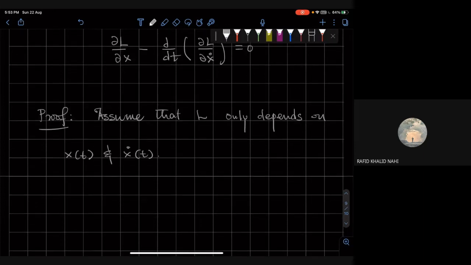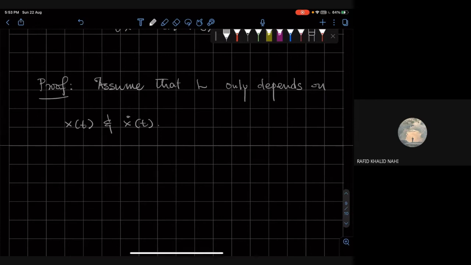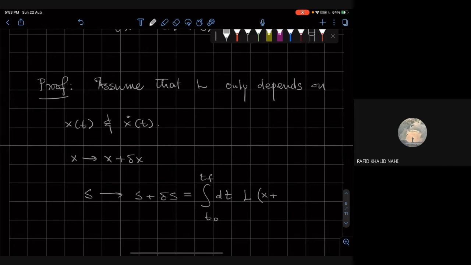Okay. So now, as we vary x, so x goes to x plus delta of x, then the action S changes to S plus delta of S. What is this thing? This is the integral from t0 to tf of dt, and then the Lagrangian L, but now instead of x, you have x plus delta x. Instead of x dot, you have x dot plus delta x dot.